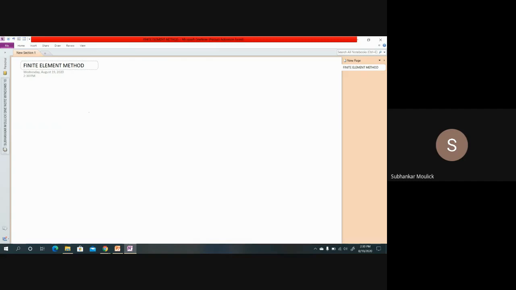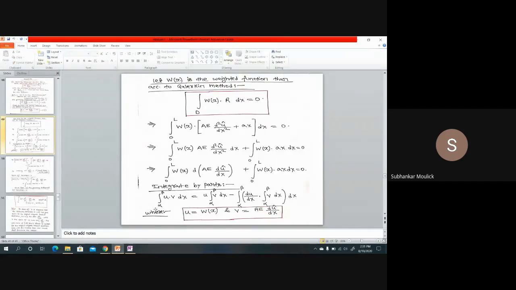I am writing that expression in the form as, see, this is alpha, this is beta. In my problem, alpha is 0 and beta is L. The expression was integral alpha to beta u into v dx, equal to this. Now I am writing integral alpha to beta u into dv.